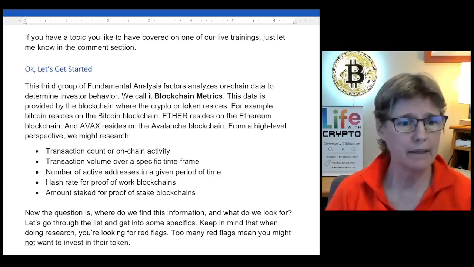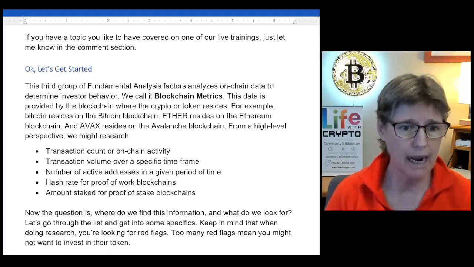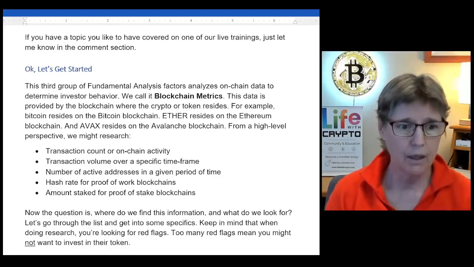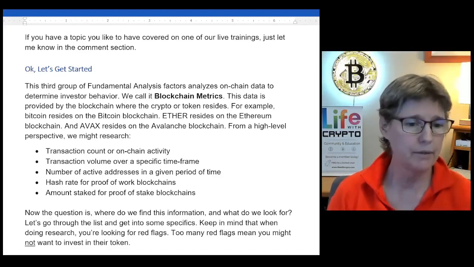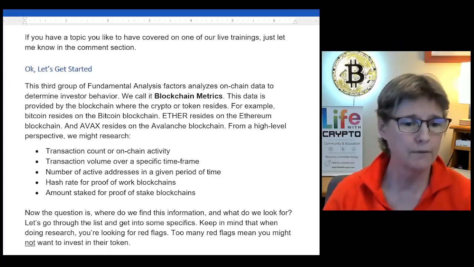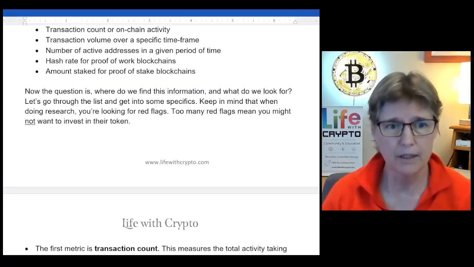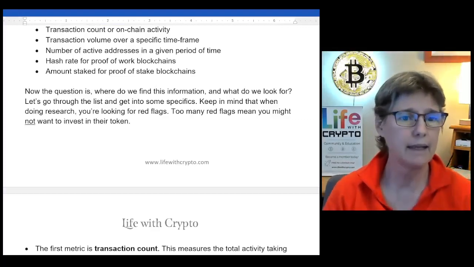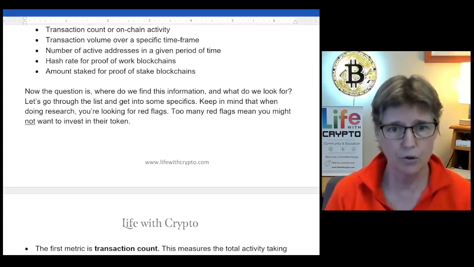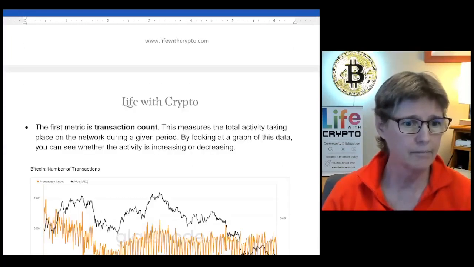From a high-level perspective, here's some things that we might research in regards to blockchain metrics. The transaction count or on-chain activity, transaction volume over a specific time frame, the number of active addresses in a given period of time, the hash rate for proof-of-work blockchains, and the amount staked for a proof-of-stake blockchain. Now the question is, where do we find this information and what specifically do we look for? Well, let's go through this list and get into some specifics. Keep in mind that when doing your research, you're looking for red flags. Too many red flags means you might not want to invest in this particular asset token that you're looking at.